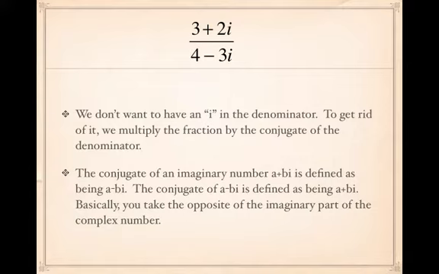So in order to get rid of that i in the denominator, we multiply by the conjugate. And the conjugate of an imaginary number, so if we have a plus bi, the conjugate would be a minus bi. Okay, if we have a minus bi already in the problem, the conjugate would be a plus bi. So basically, you're just taking the opposite of the imaginary part of the complex number, and then you multiply the top and bottom by that conjugate.